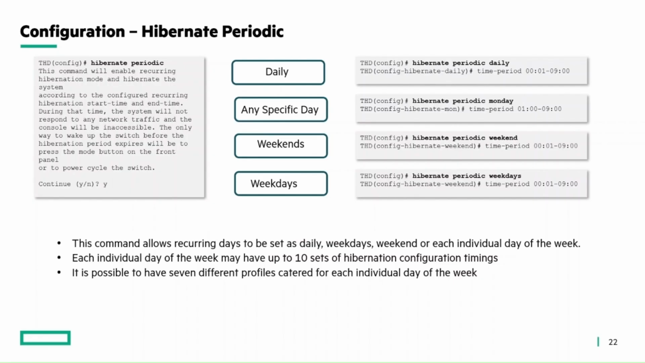And with respect to the recurring hibernations, or the periodic hibernation, each day can have up to 10 hibernation time slots. This enables granular control over the hibernation activities. Also, up to 7 distinct daily profiles, one for each day of the week, are supported. In summary, recurring hibernation supports broad and fine-tuned scheduling, ideal for environments with variable activity patterns, and reduces manual effort through automated and recurring configurations.